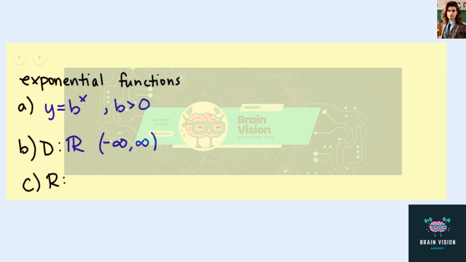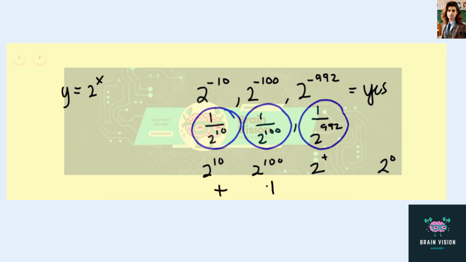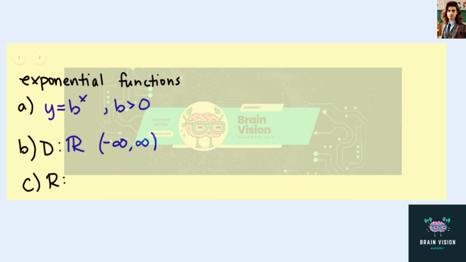So how about the range? Well, when you raise your positive base to a power, you're always going to get a positive result. If you look back at the example, all of these results are positive. As well as if you had 2 to the 10th, that would be positive, 2 to the 100th positive, 2 to any positive is positive, and 2 to the 0 is 1, so that's positive as well. So that means the range is just the positive values, y is greater than 0, which we can write in interval notation as 0 to infinity.